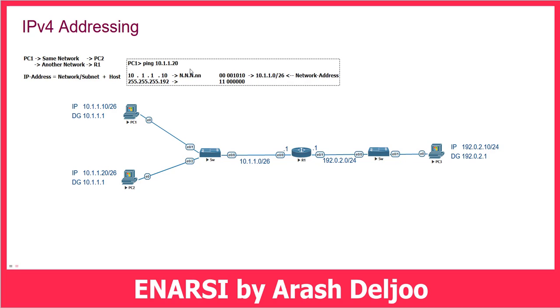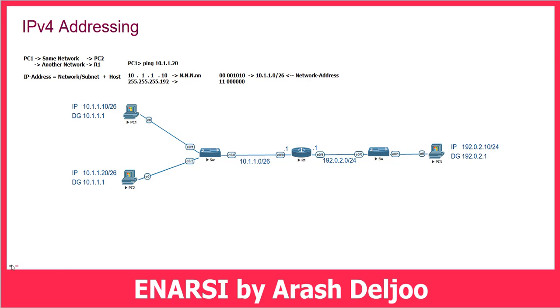Okay, now we should compare the first 26 bits of PC1 with the first 26 bits of PC2 to understand whether PC2 is residing in the network of PC1 or not. Okay, let me compare here. We can convert 10.1.1.10 and 10.1.1.20 to binary.